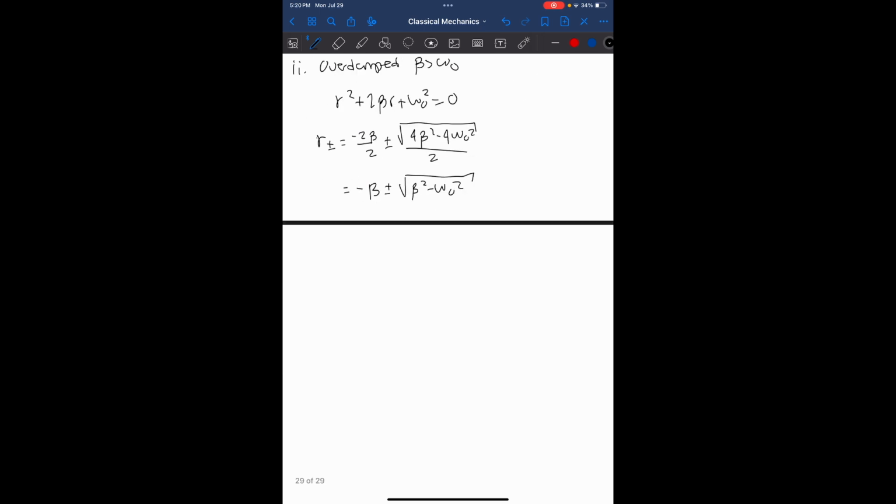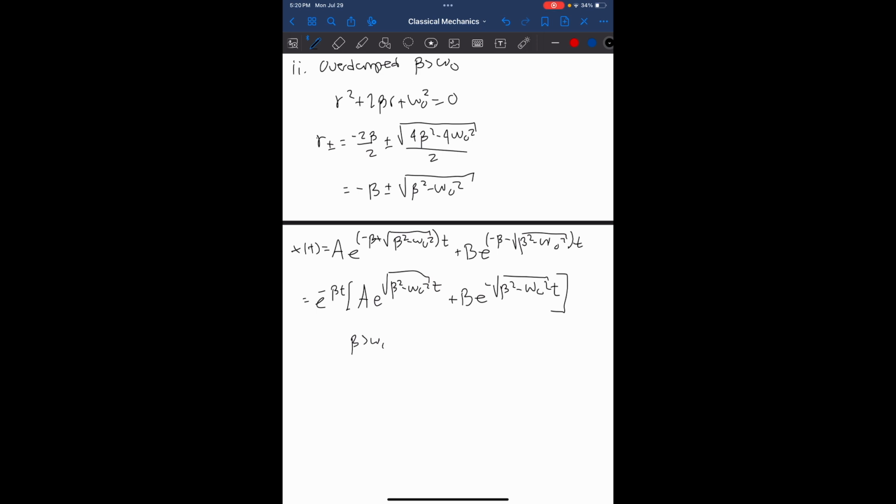Now, this tells us that our solution x of t is going to be a e to the minus beta plus square root of beta squared minus omega naught squared times t, plus b e to the minus beta minus the square root of beta squared minus omega naught squared t. We can factor out the e to the minus beta, and this becomes e to the minus beta t times a e to the square root of beta squared minus omega naught squared t plus b e to the minus square root of beta squared minus omega naught squared t.